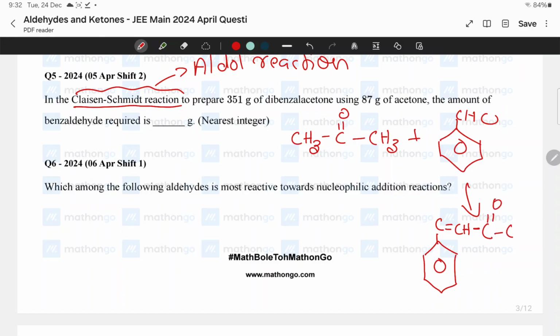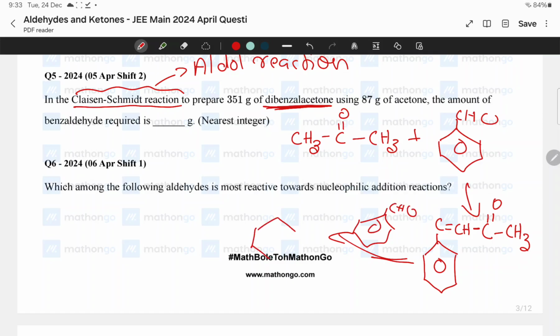Yes, this is the product we get during aldol condensation. Now they are asking us to name the product. We get dibenzyl acetone as the product. Here it's only a benzyl acetone, so what should we add? Once again, if we add benzaldehyde to the same, we get dibenzyl acetone.